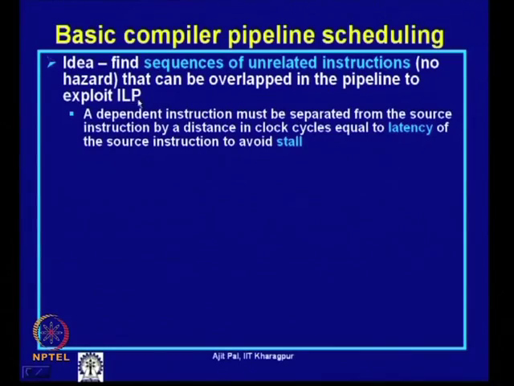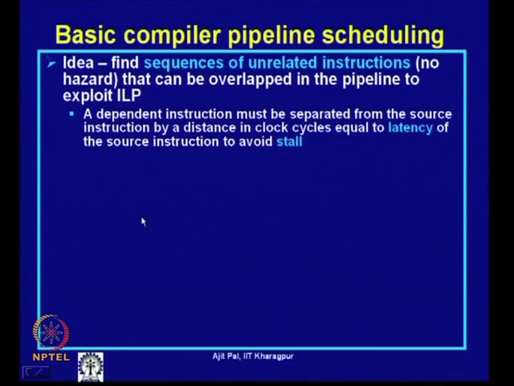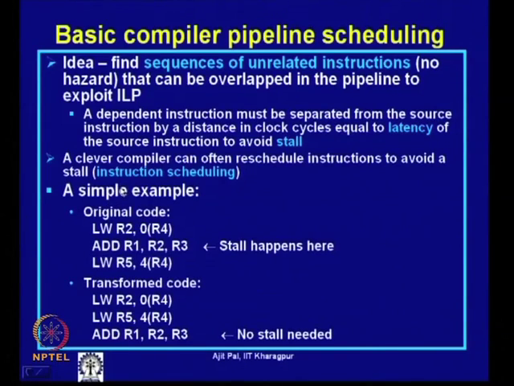And so, a dependent instruction must be separated from the source instruction by a distance in clock cycles equal to the latency of the source instruction to avoid stall. So, this is the key idea behind this compiler based scheduling of instructions. That means, an instruction which is dependent on a previous instruction has to be separated from the source instruction. How much separation has to be done to avoid data hazard is the latency of the pipeline that is being implemented, depending on the pipeline that we have implemented. So, this is how we can avoid stall. Let me illustrate this with the help of a simple example. So, a clever compiler can often reschedule instructions to avoid a stall.